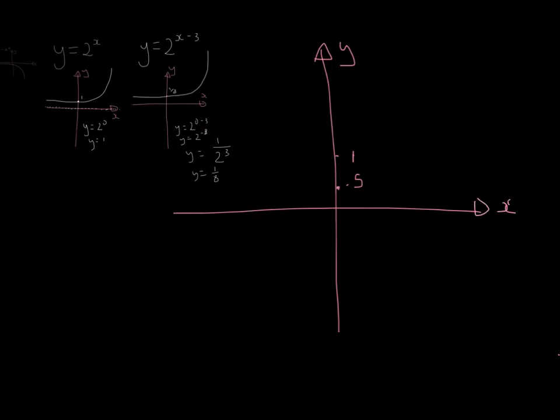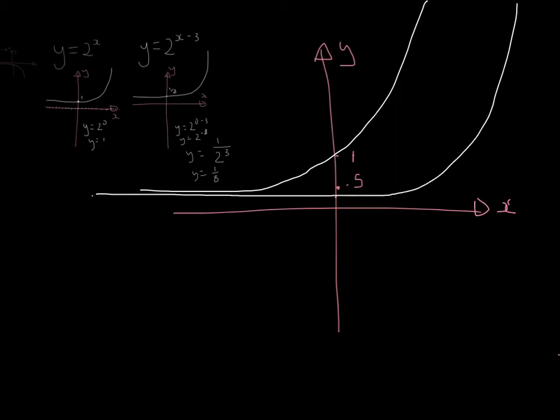Our first graph, which is just y equals 2 to the power of x, we know it looks like so. Our second graph has a y-intercept at 1 over 8, which is 0.125. So that's about here, means it will look like so. Now, over here, ideally, if I was to draw this on a graphics calculator, you would see that these two are very close. But excuse my drawing.